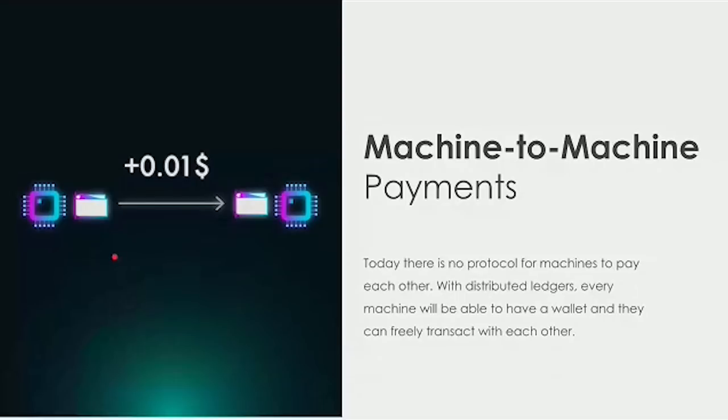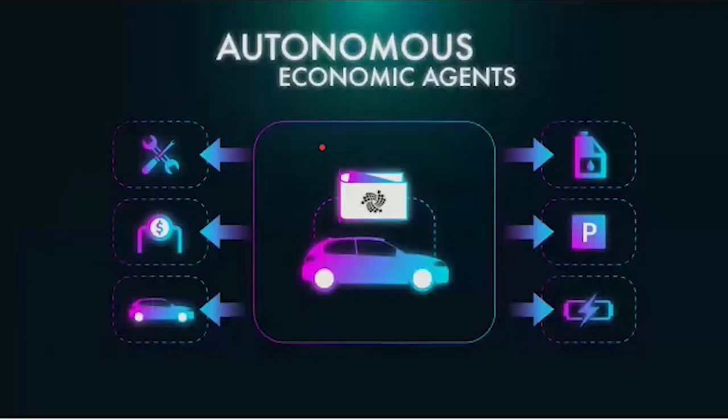So if a sensor is to sell data to a computational station, it can do that at a sub-cent level if it needs to. And that opens up a completely new economy that has never existed before. And that is one of the most exciting things about IOTA. And of course, that creates these autonomous economic agents.